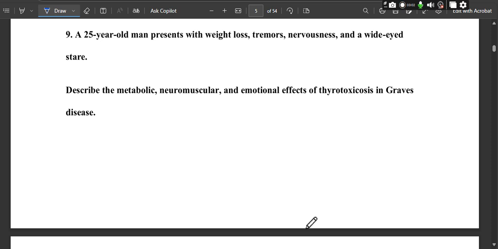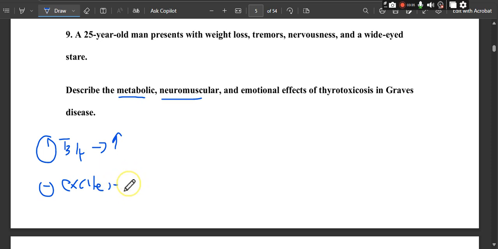A 25-year-old man presents with weight loss, tremors, nervousness, wide eye stare. Describe the metabolic, neuromuscular, and emotional effects of thyroid toxicosis in Graves' disease. So the metabolic effects: number one, this patient would have high T3 and high T4, which means they have a high metabolism. On the neuromuscular side, there is excitement and contractility, which is what is causing the tremors. The muscles are contracting at high speed.